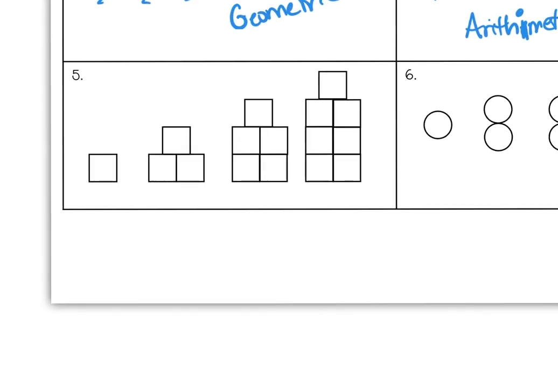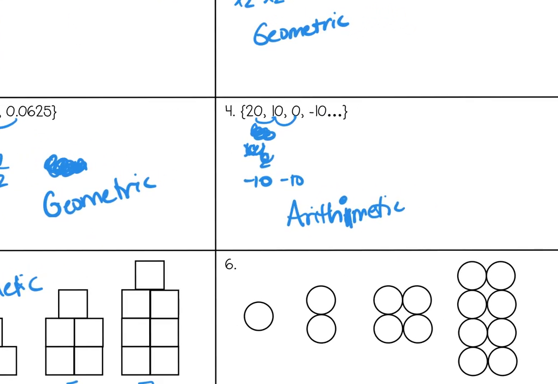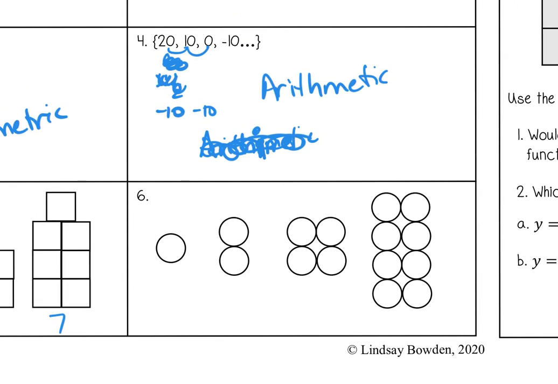All right. Here I go from 1 to 3 to 5 to 7. So that's adding 2 each time. So that's arithmetic. I don't think I'm spelling that right. Oh, there you go. Oh, that's why this looked weird. There we go. All right, and then number 6, I've got 1 to 2 to 4 to 8. So there I'm multiplying by 2. So that's geometric.